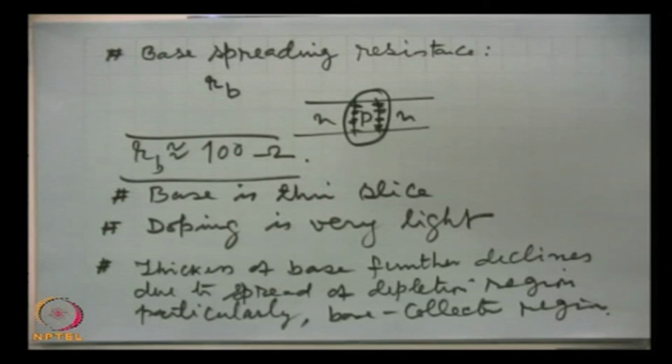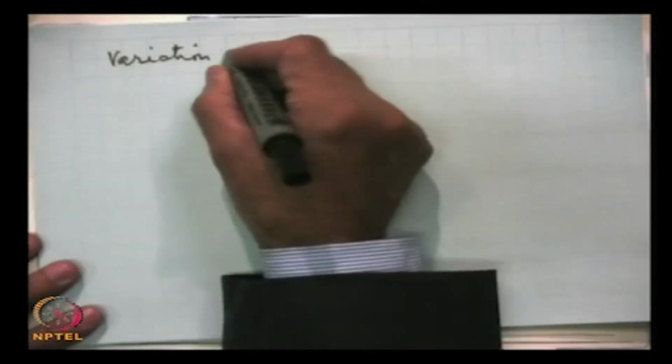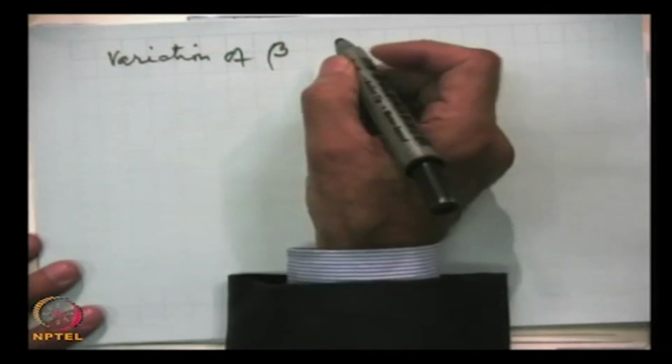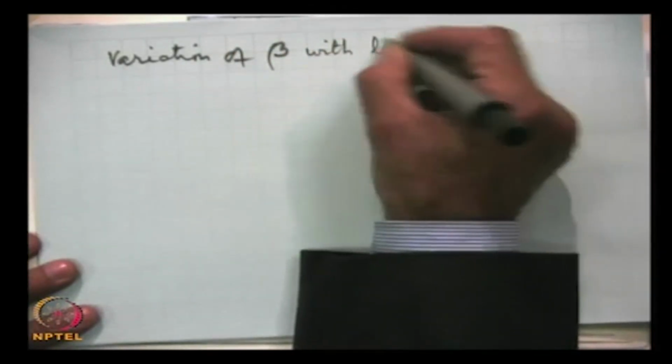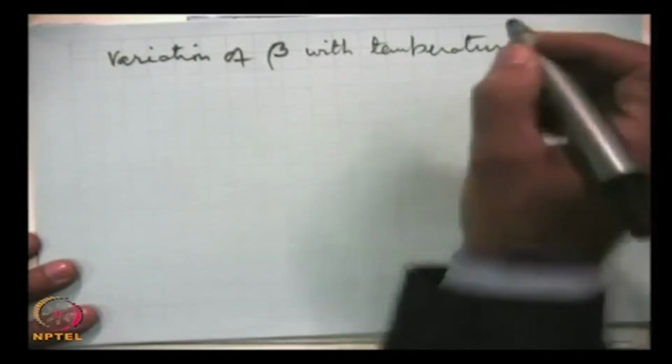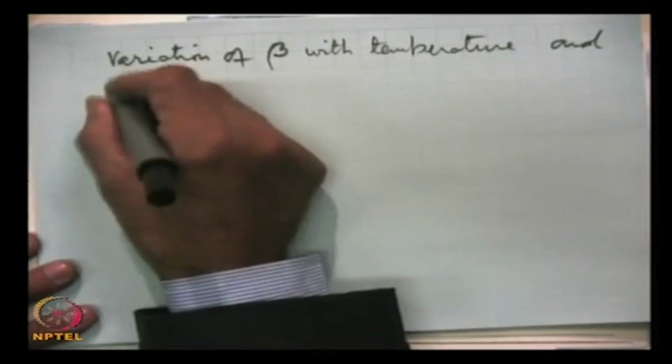In many analyses we will disregard it, we can neglect it considering other points, but there are situations, as we will see, where this resistance cannot be neglected. So, base spreading resistance. And then the next point is variation of beta, the current gain, with temperature and the collector current.